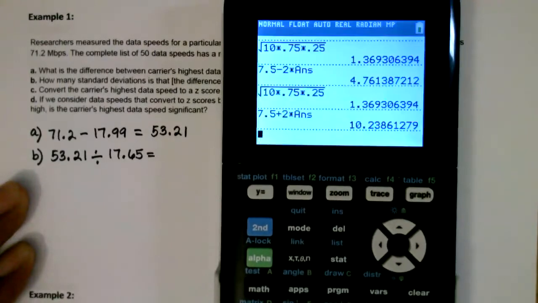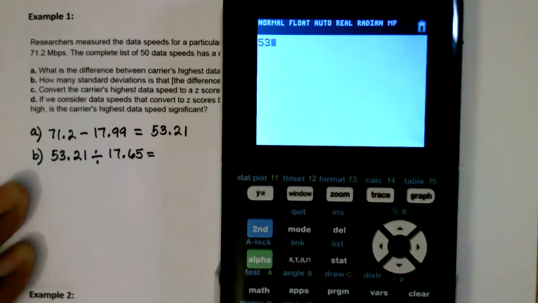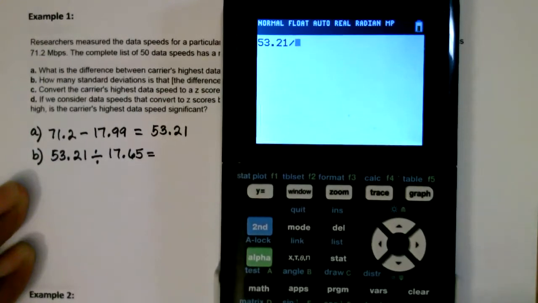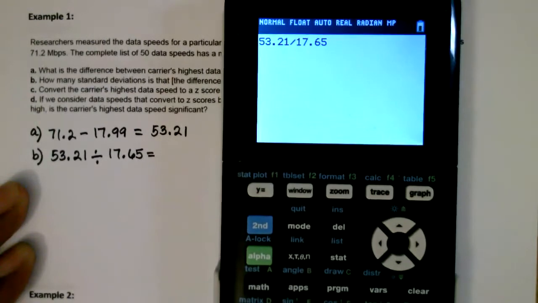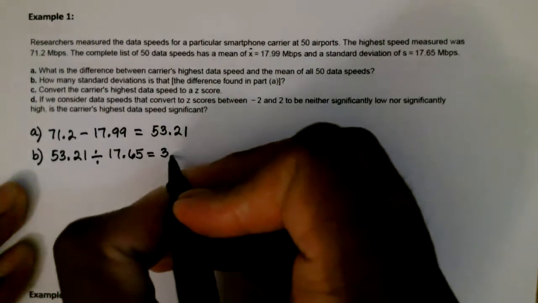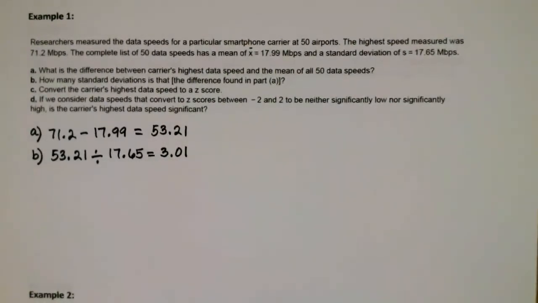Right now, in this case, put this out: 53.21 divided by 17.65. Now, we always round to two decimal places here, so it will be approximately 3.01. So here, the number of standard deviations would be 3.01. And that means that the value of 71.2 is 3.01 standard deviations from the mean of 17.99.